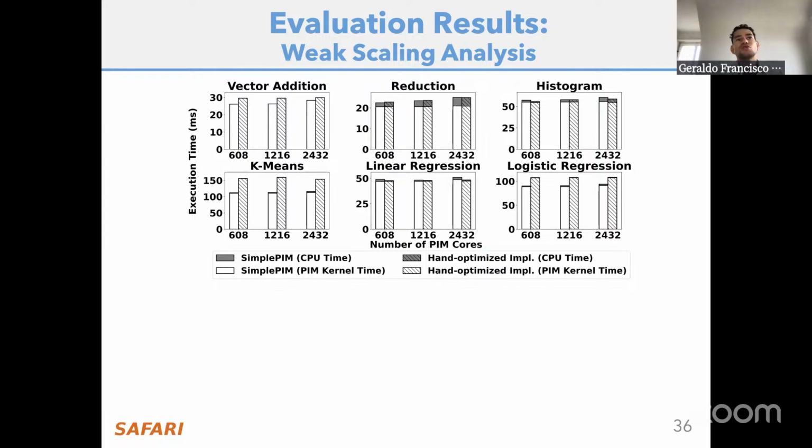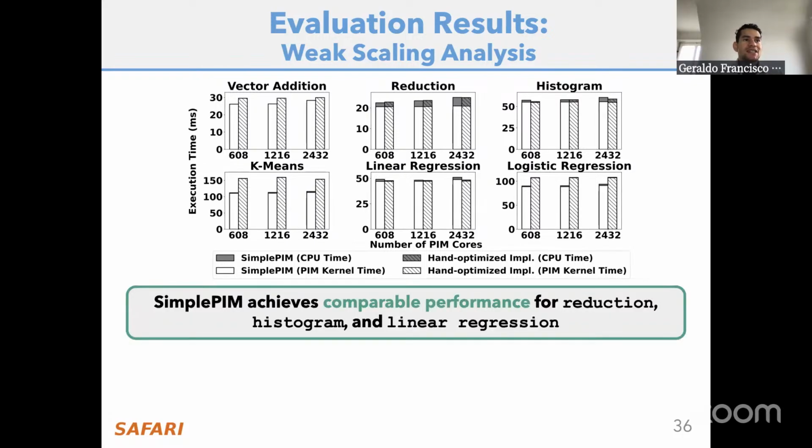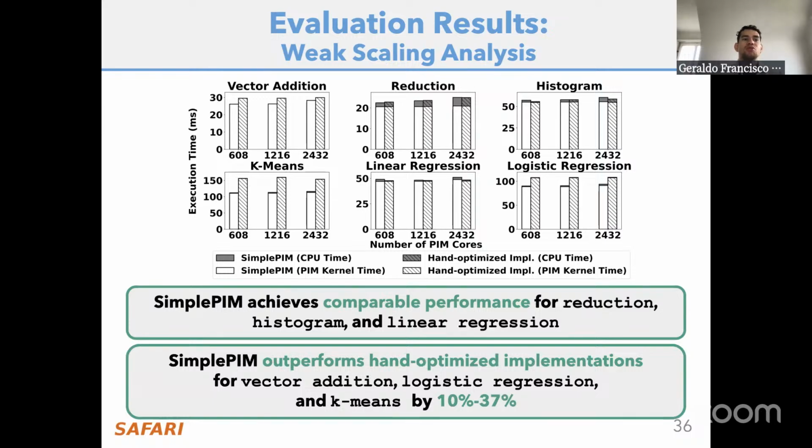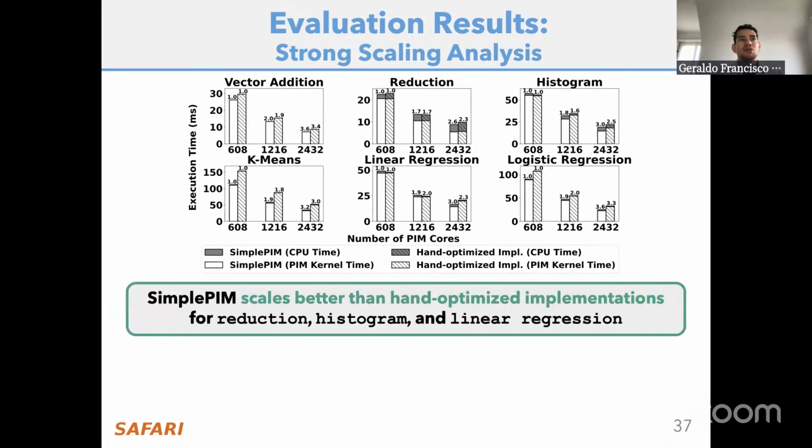Then we conduct 2 studies, a weak scaling analysis and a strong scaling analysis, for those 6 workloads, and we compare the SimplePIM implementation with the hand-optimized implementations. We first see that SimplePIM achieves comparable performance for 3 workloads, reduction, histogram, and linear regression, compared to the hand-optimized implementation, and outperforms the 3 other workloads, vector addition, logistic regression, and k-means, by 10% to 37%. We see similar results when we do a strong scaling analysis.